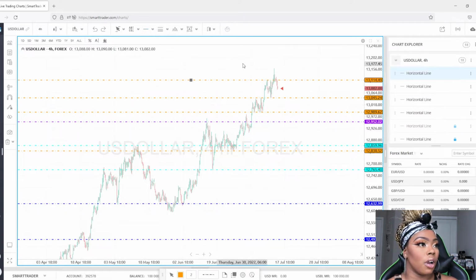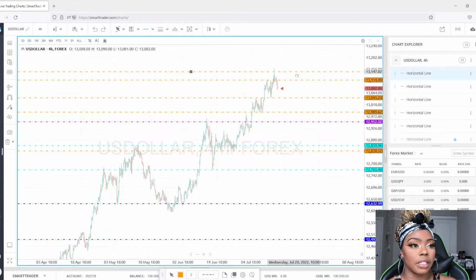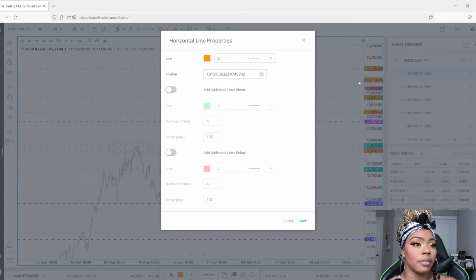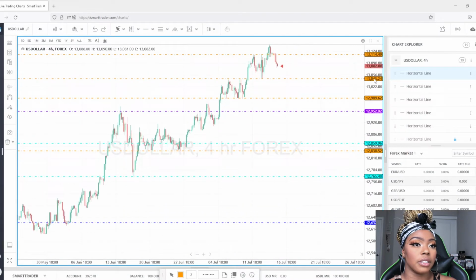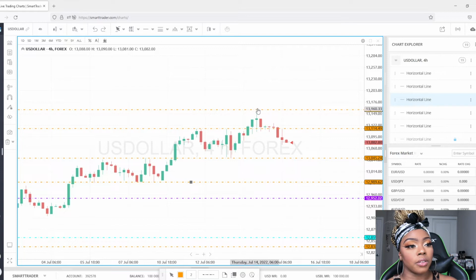When you're marking your extreme highs and lows, I completely forgot to explain this. So an extreme high, we're gonna zoom in on this, right? You have a high candle, two candles to the left that are lower, two candles to the right that are lower. This would be an extreme high. An extreme low would be the opposite.